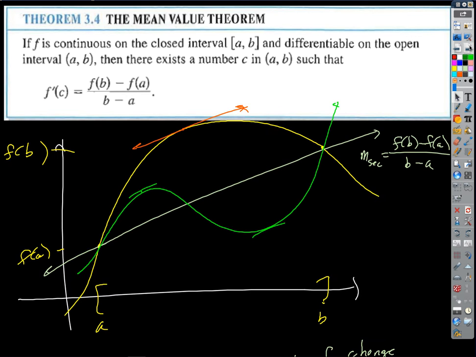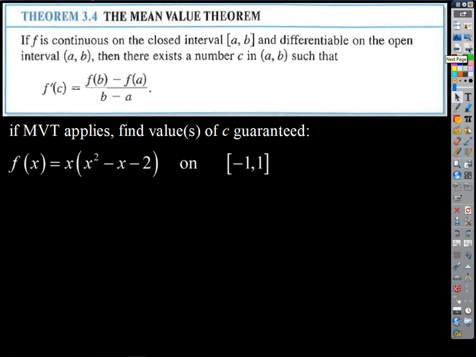Okay, so let's try a couple problems where we apply this then. So in each of these cases, in calculus, MVT is just mean value theorem, right? That's what you're thinking when you see MVT in a calculus class. So if it applies, find the values of c that are guaranteed, right? So we'll look at 3 examples of this. Here's our function, f of x, here's our interval. So a is -1, b is +1.